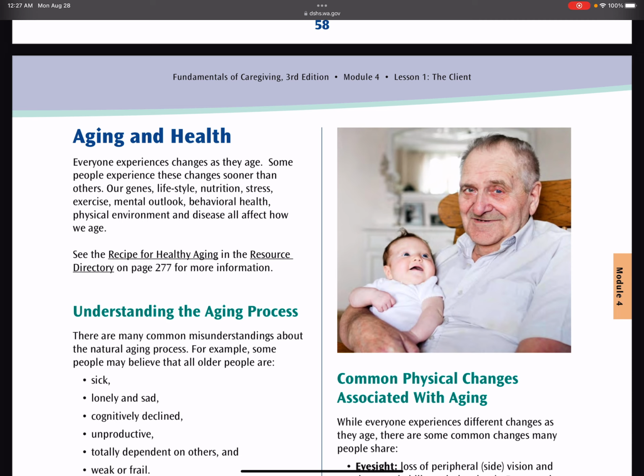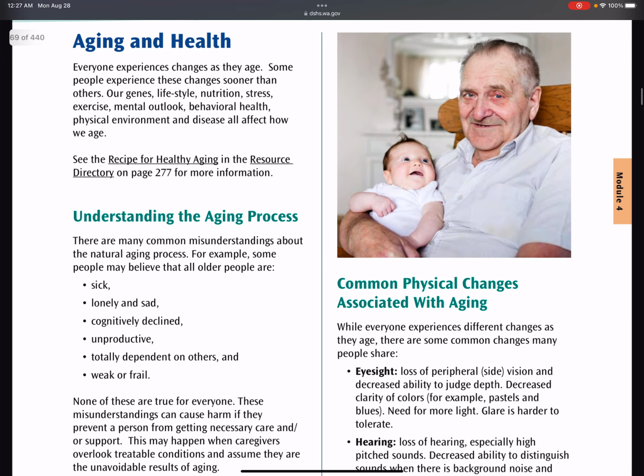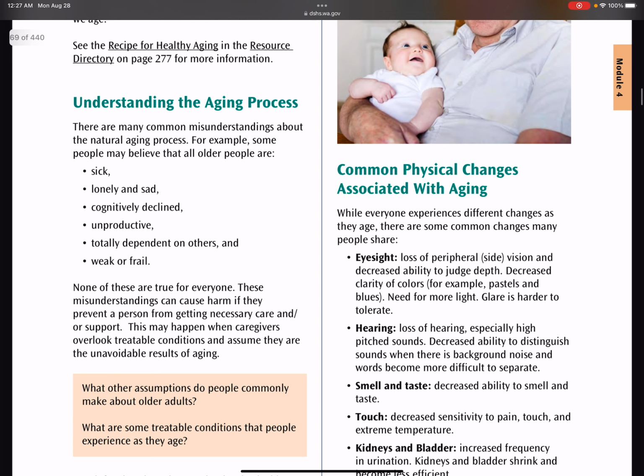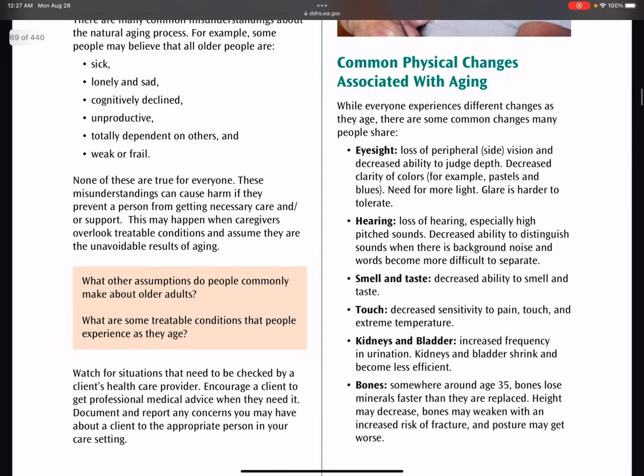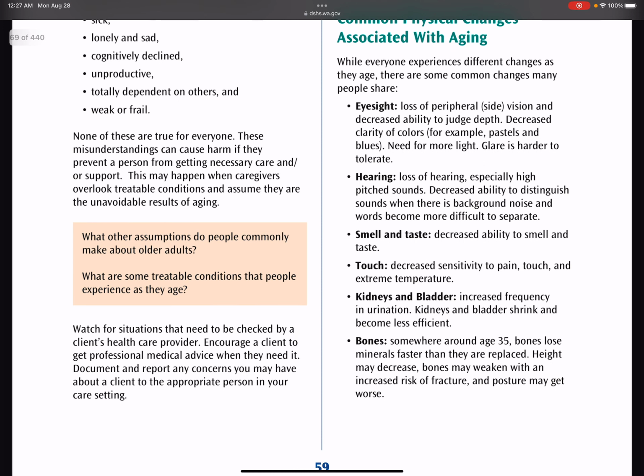There are common physical changes that are associated with aging in most people. Let's see, eyesight. Your vision will decrease, your hearing will decrease, your smell and taste can decrease, and you have decreased sensitivity to touch and pain. Your kidney or bladder, you might need to go to the bathroom a lot as you age.